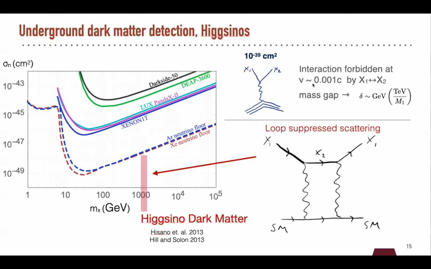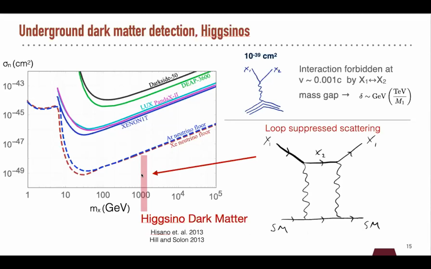If you're moving at 0.001 c, if you're moving at 10 to the minus 3 c, then this will be kinematically forbidden. You can't actually do this. You don't have a GeV worth of energy to make an X2 out of an X1. And this means that you're stuck thinking about loop suppressed scattering. And so you have to do a calculation including all the weak bosons in the standard model, and you have to be very careful and go to multi-loop order, which has been done by a number of groups of authors. And what you find is that the actual cross-section you predict in this model is extremely tiny.